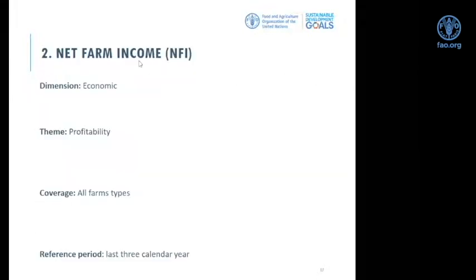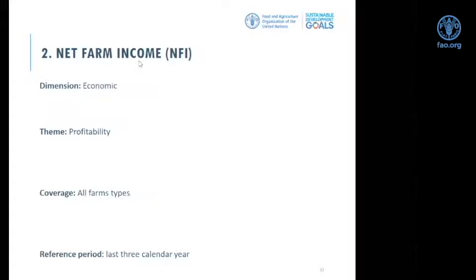Let me quickly go to the second sub-indicator within the economic dimension, because we still have to cover 10, and I'm not sure whether we will be able to finish it today, but let's try. An important part of sustainability in agriculture is the economic viability of the farm, which is driven to a larger extent by its profitability.